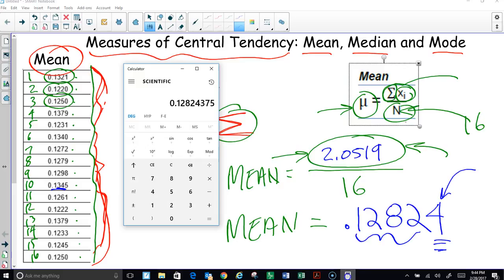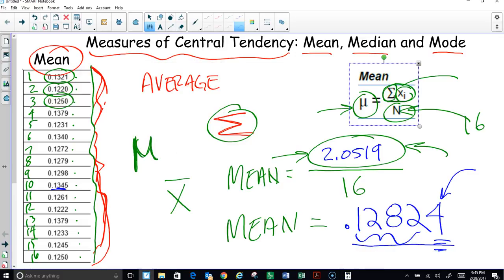So when I look at my number on my calculator, it's 0.128243. The number after the 4 over here is a 3. That tells me to leave the 4 as a 4, and not round it up to a 5. So that is why this is what I write. So my mean would be this value here.